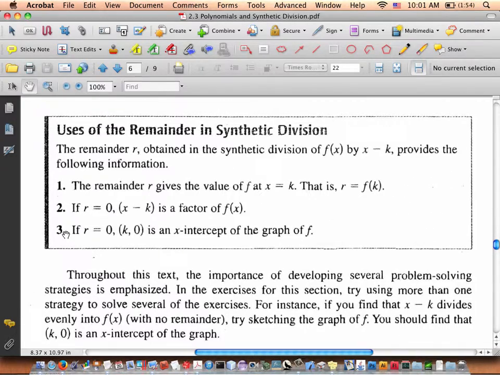Could you keep using the synthetic division? Yeah, if you had a guess as to what another 0 was. Yep, you could use it.